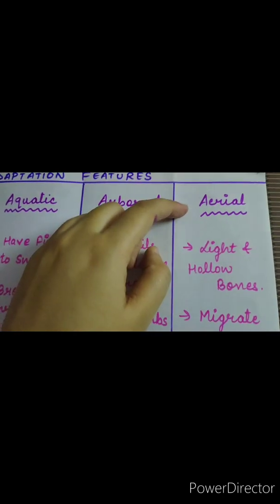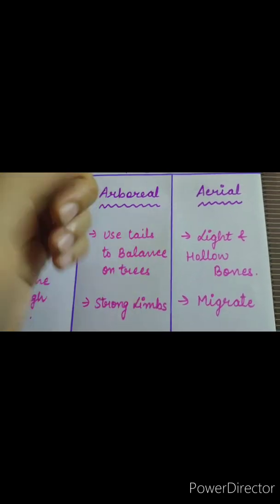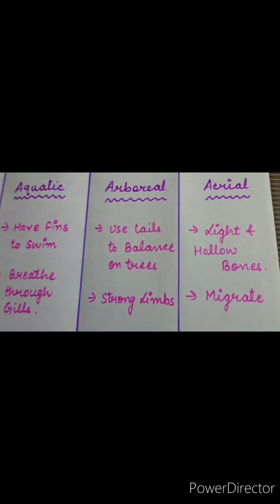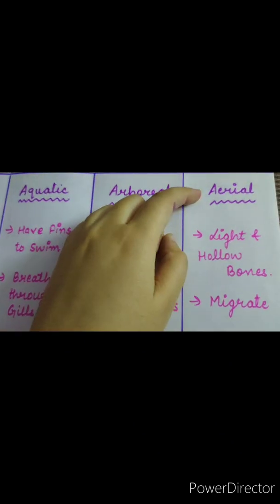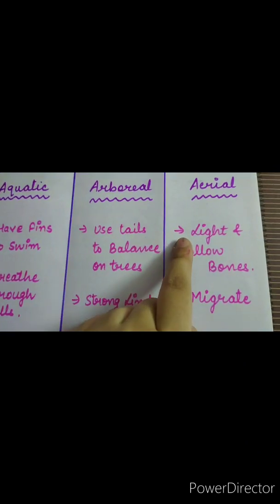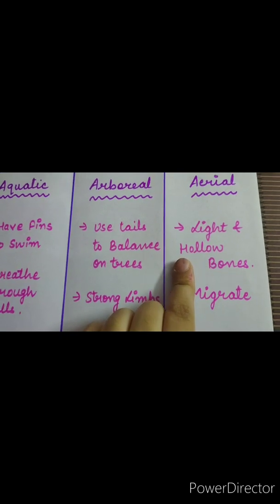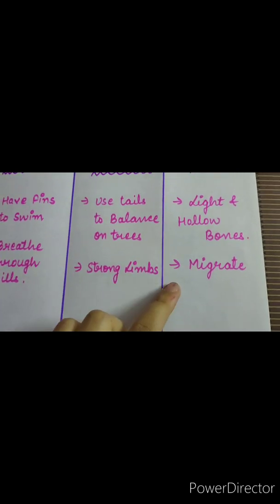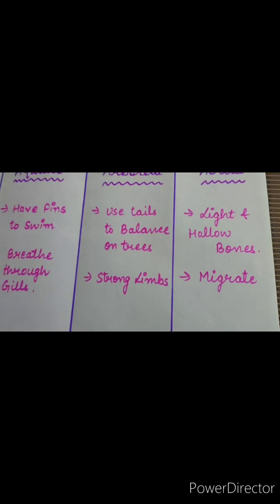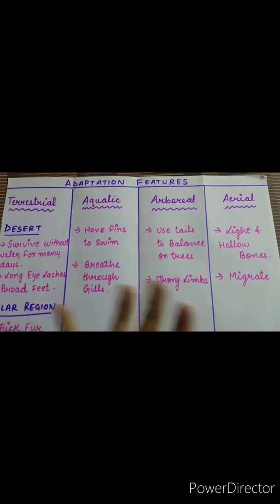Okay, now aerial animals spend most of their time in air, and the adaptation features shown by these animals are that they have light and hollow bones. Okay, that is why they can fly. And second, some birds migrate from one place to another, means they move from one place to another. Okay, so these were the adaptation features.